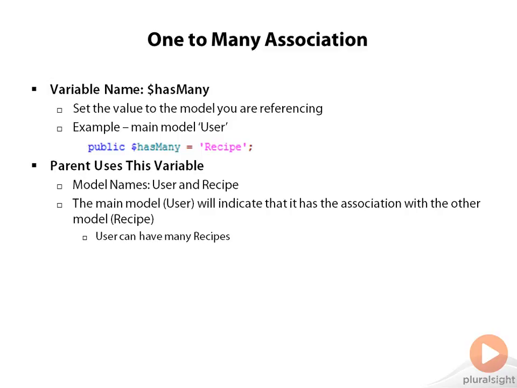So if we have two model names, user and recipe, the main model or parent model would be user, and this will indicate that it has the association with the other model, in this case recipe. So for a simple sentence, we would say user can have many recipes.